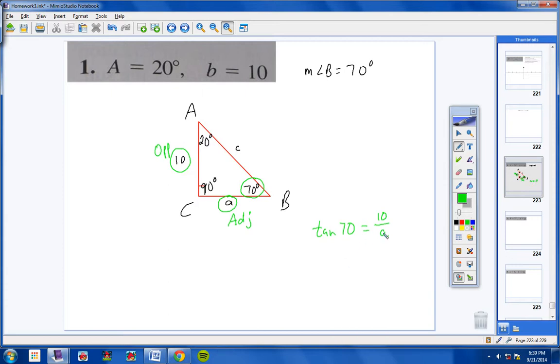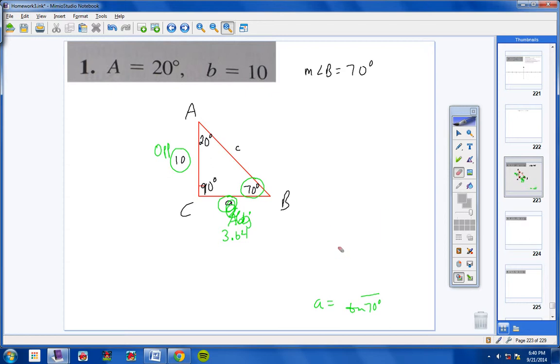And then I'm going to multiply both sides by A. So if I multiply the left side by A, tangent of 70. If I multiply the right side by A, I'm left with 10. And now to get A by itself, I'm going to divide both sides by tangent of 70. So A equals 10 over the tangent of 70. With my calculator, I have 10 divided by the tangent of 70, and that would give me 3.639, so 3.64. So the length right here of A is going to be 3.64.